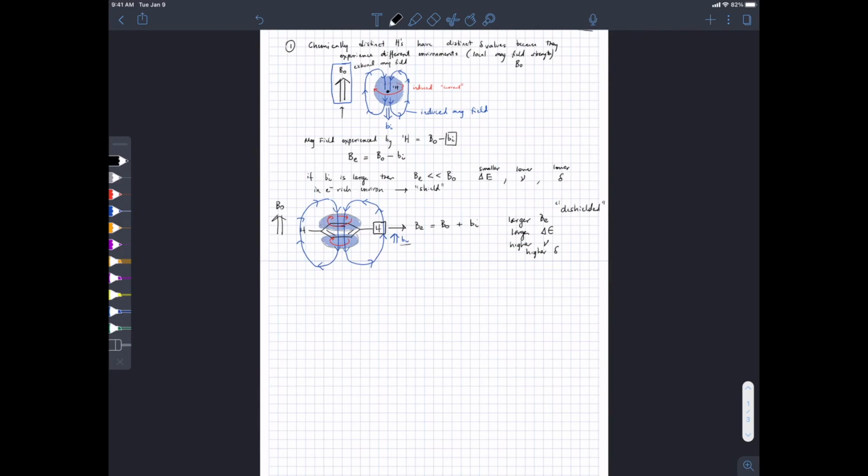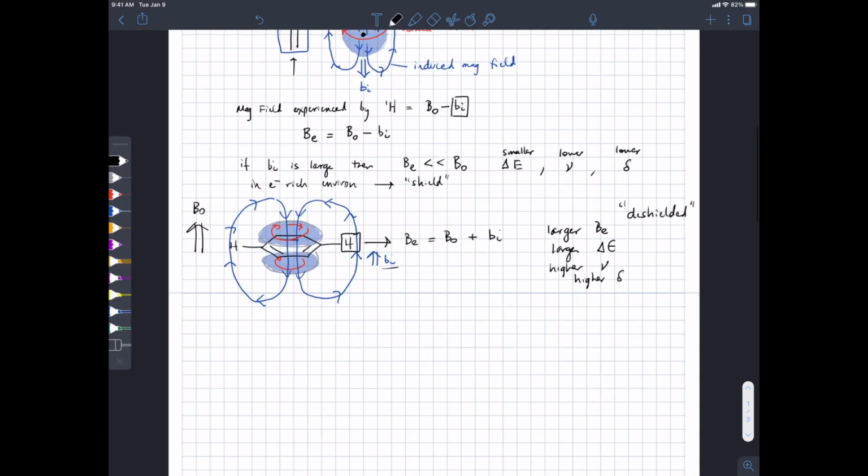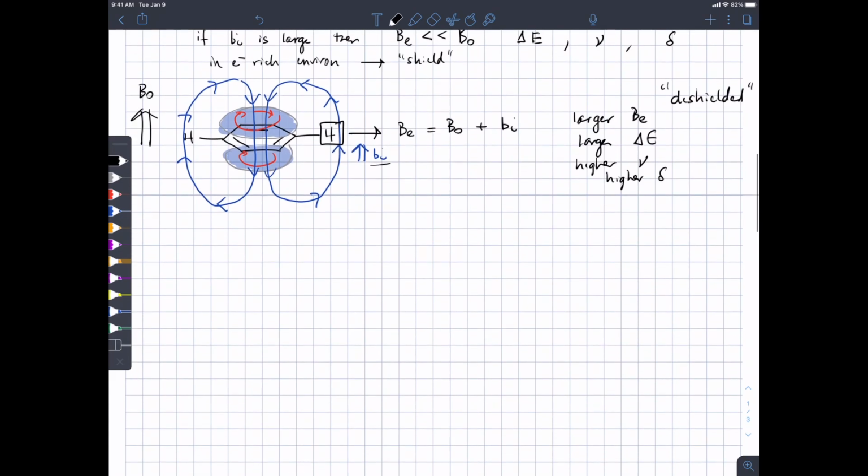Now that's not the only way that you can be de-shielded. Alternatively, you can be in an electron-poor environment. So protons in electron-poor environments experience less electron density, and therefore they experience more of the external magnetic field, and they are de-shielded. Okay. Questions so far? Shielded means lower values of chemical shift. De-shielded means higher values of chemical shift.